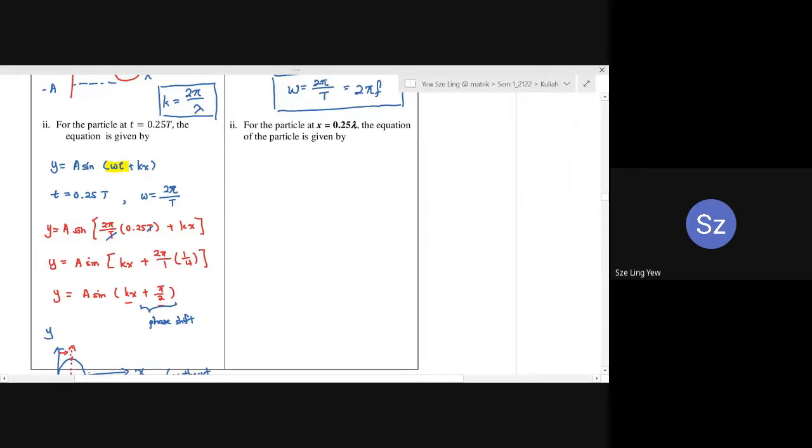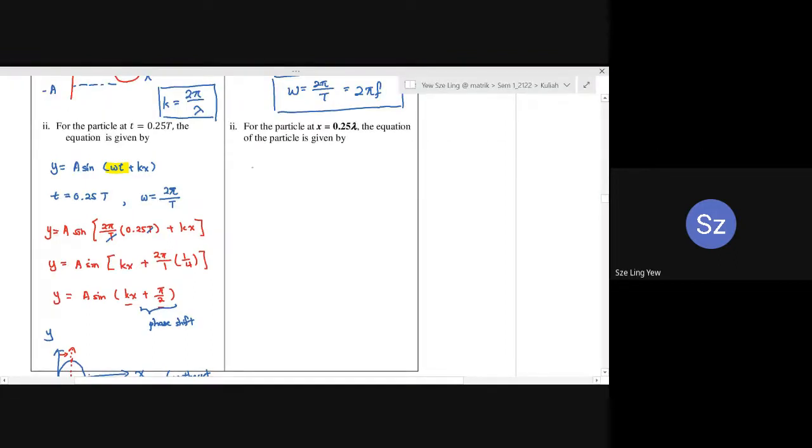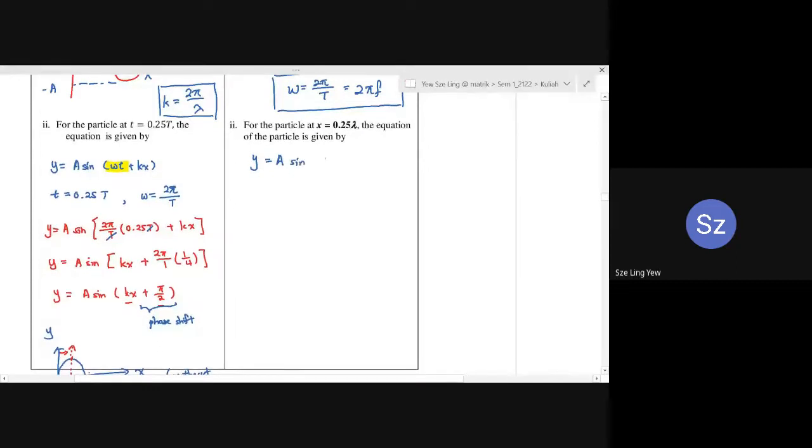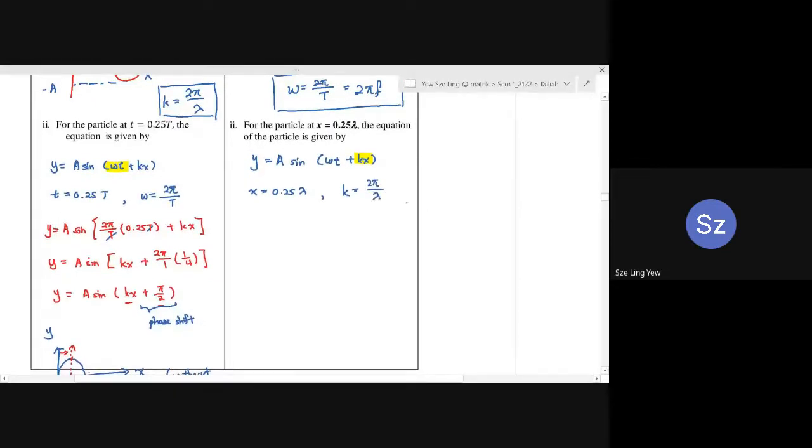So now let's try it for the y against x graph. Again, we are going to start from the general equation: y equals a sine (omega t plus kx). Since now you want to sketch the y against t graph, we need to find out the value for kx. We need to transform it into a known value. All right, so now let's see. Given x is equal to 0.25 lambda, and we know k is equal to 2 pi over lambda. So the way to simplify it is the same as the one just now.